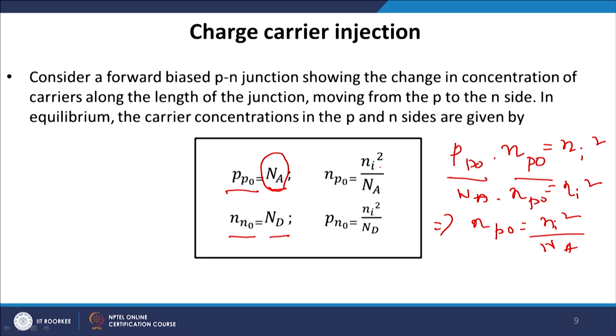Similarly, in the case of the N side, electrons are the majority carriers, and where is the electron concentration coming from? Due to the donor impurity. That is why we equate NNO to the donor atom concentration, and to get the hole concentration at the N side, we divide the intrinsic carrier concentration square by this donor atom concentration, because the product of NNO times PNO is equal to Ni square.